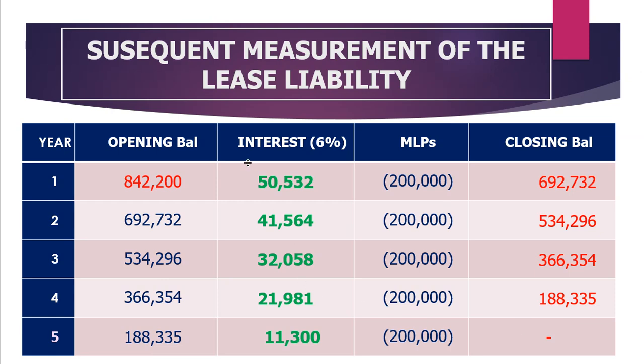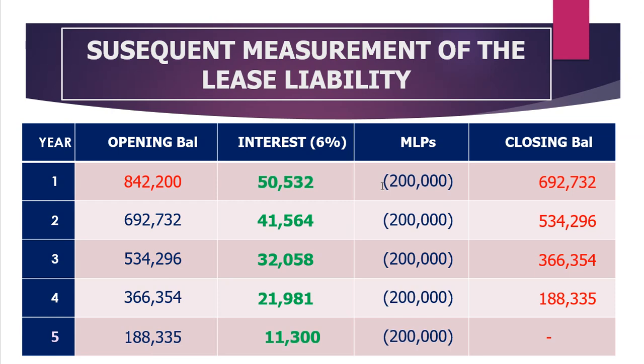But also, we have interest. And interest is a finance cost. It must appear in the income statement as an expense immediately after reporting the operating profit. What follows is the finance cost or the interest expense. And now for year 1, it is 50,532. For year 2, it is 41,564. And for year 3, it is 32,058. So report the way they are here because they are direct.